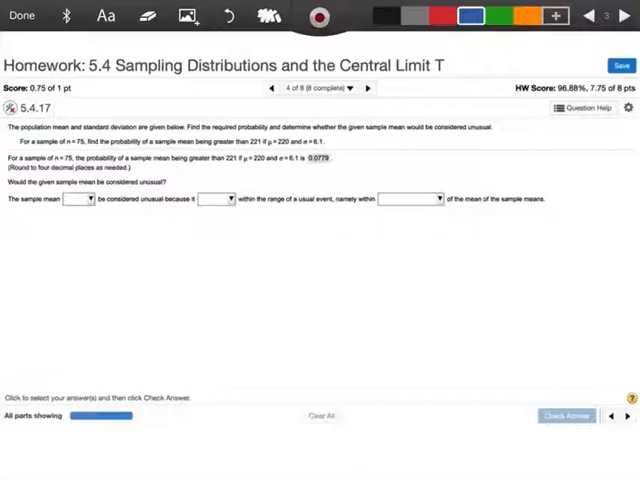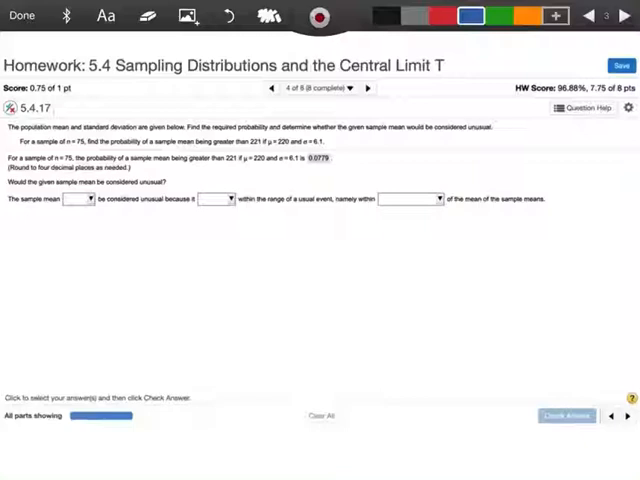This is number 4 out of 5.4. It says the population mean and standard deviation are given below. Find the required probability and determine whether the given sample mean would be considered unusual. So it says for a sample of n equals 75, find the probability of a sample mean being greater than 221 if mu equals 220 and our standard deviation sigma is 6.1.